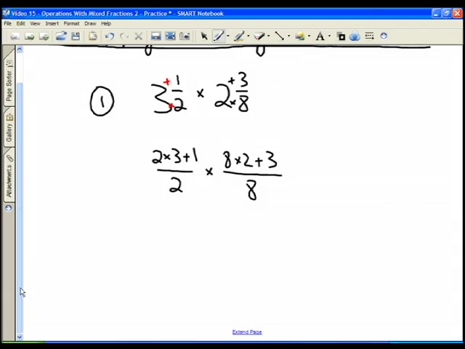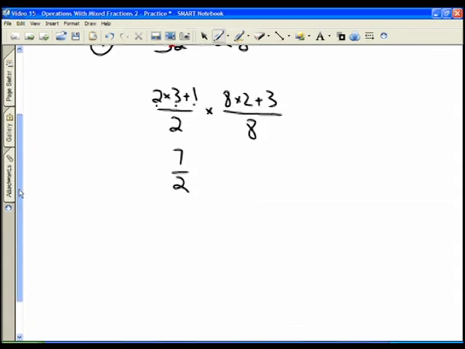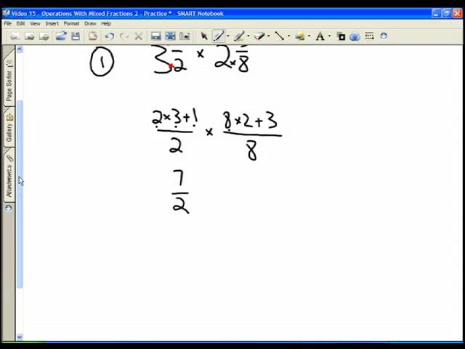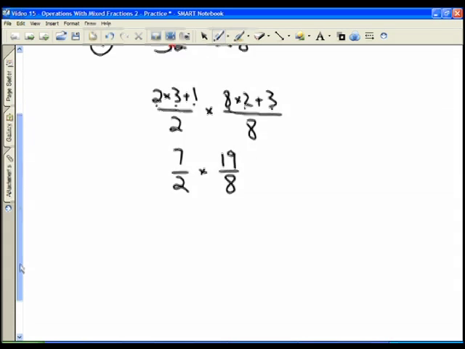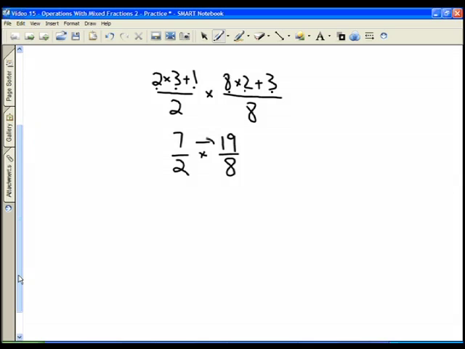And so here we get 2 times 3 is 6, 6 plus 1 is 7 over 2, and then 8 times 2 is 16, plus 3 is 19/8. And now we follow our rules for multiplying fractions, and we simply multiply straight across the top and straight across the bottom. The denominator is no problem. 2 times 8 is 16.